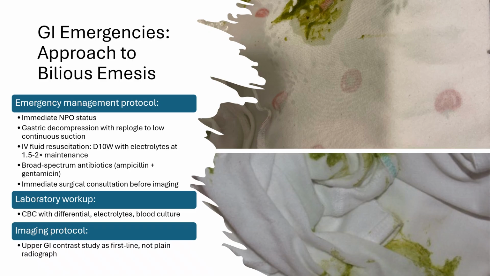When bowel becomes compromised, bacterial translocation occurs rapidly. You're preventing infection, not treating established disease. Contact surgery before obtaining imaging. This sequence is crucial. If imaging confirms malrotation, surgical intervention must occur within hours. Early surgical awareness prevents critical delays that could result in bowel loss.